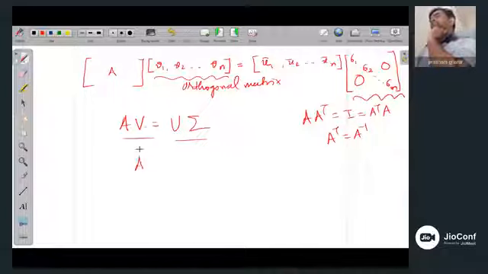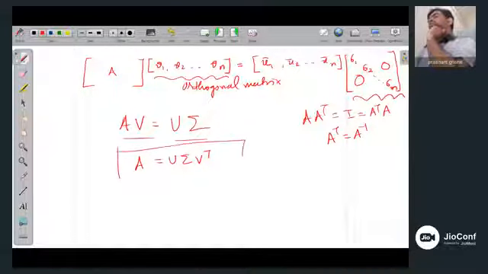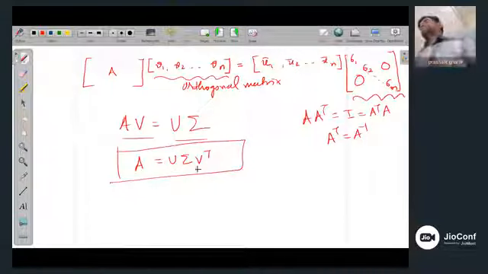So if I apply this V onto that side, that means we have A into V into V transpose, which will be U sigma V transpose, and V into V transpose will give you identity. So you have this matrix A can be converted into U sigma V transpose.